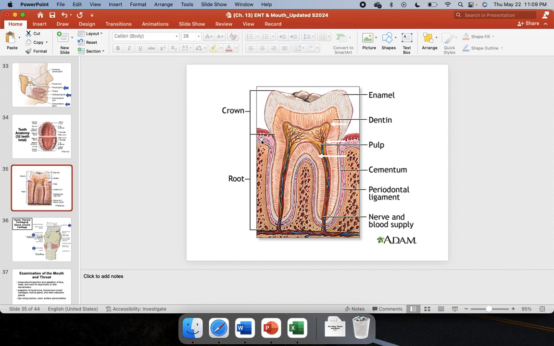Actually, my first day as an athletic trainer, one of my athletes knocked out their tooth. So anyway, just be prepared for what to do should a tooth fall out.